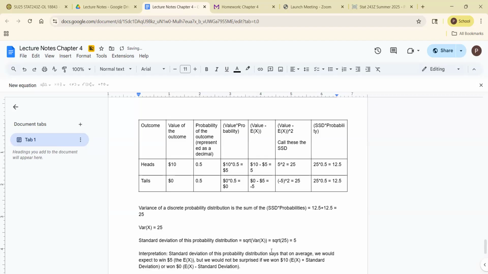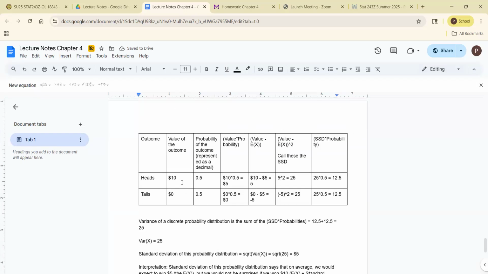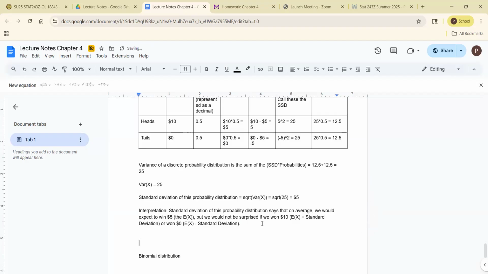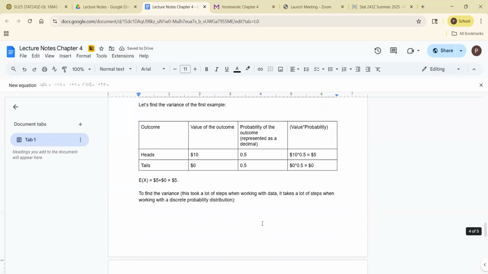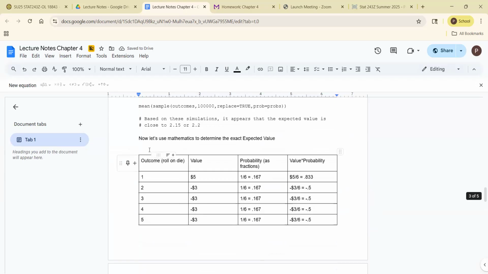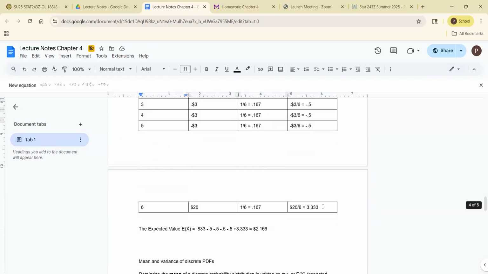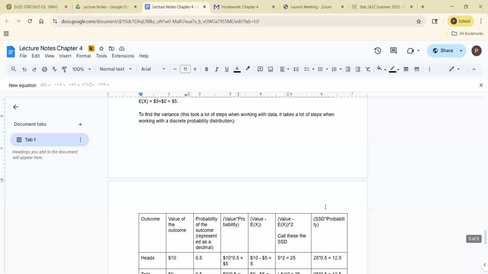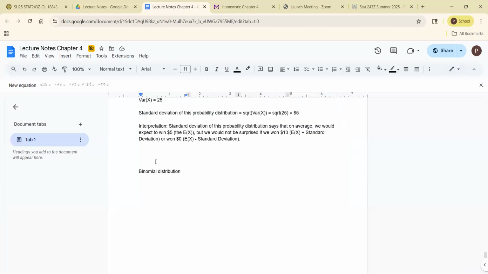Now, the standard deviation tells us roughly how much spread we would expect when collecting data. And we would expect to get pretty frequently $5 above the average or $5 below the average. And that matches really nicely with our actual table. So I'm going to do another example. I'm going to do this example here where we're rolling a die, and let's calculate the variance and the standard deviation.